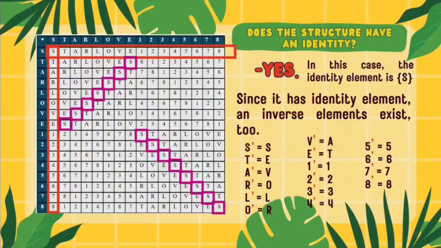Also, the inverse of 1 is 1 itself. The inverse of 2 is 2. The inverse of 3 is 3. The inverse of 4 is 4. And the inverse of 5 is 5. The inverse of 6 is 6. The inverse of 7 is 7. And the inverse of 8 is also 8.